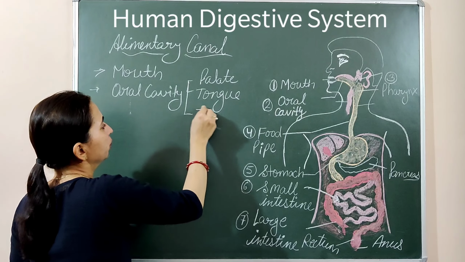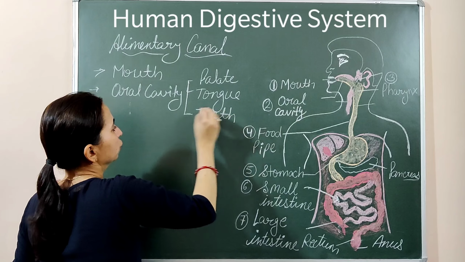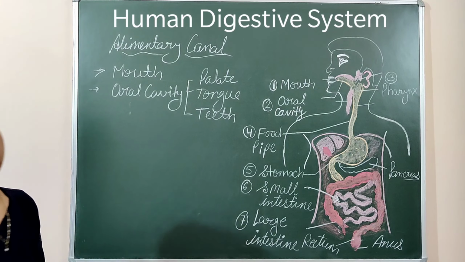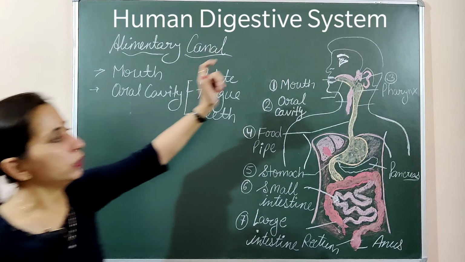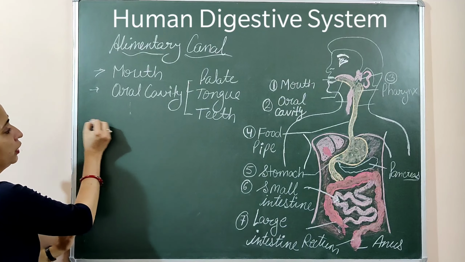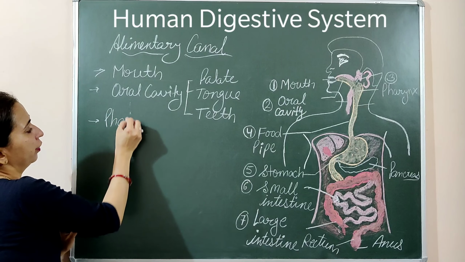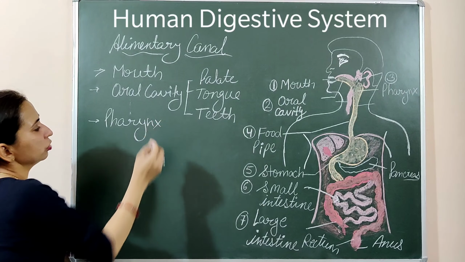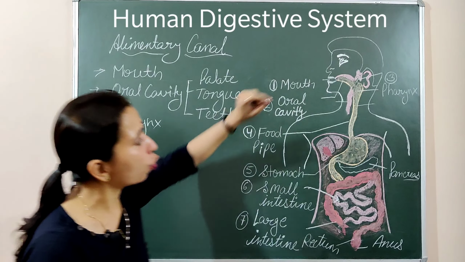These all are the part of oral cavity. So we will discuss about all these in more details. Next, oral cavity opens into the next structure which is known as pharynx. The next part of the alimentary canal is the pharynx. So pharynx is the next structure in which the oral cavity opens up.